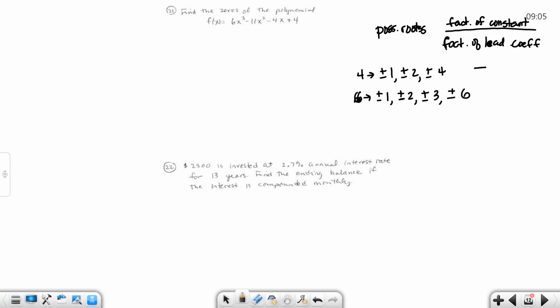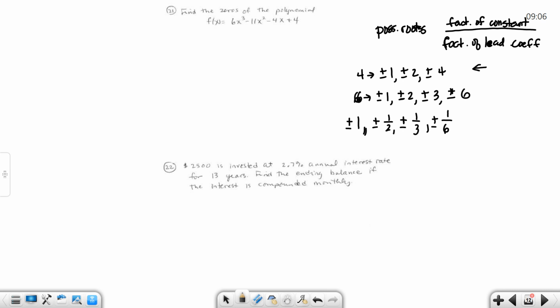So we take parts from here over the ones from the 6. So it's plus or minus 1 over 1, which is plus or minus 1. It's plus or minus 1 over 2, so plus or minus 1/2. It's plus or minus 1 over 3, so plus or minus 1/3. And then plus or minus 1 over 6, so plus or minus 1/6. So we took the 1 from the 4, put it over everything from the 6.